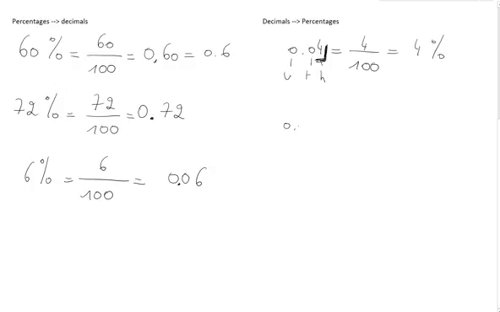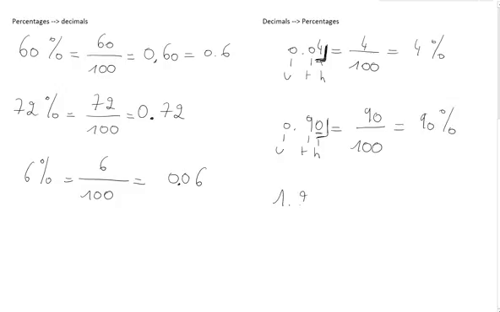Same thing goes for a question like 0.9. 0.9, again, how many hundredths do you see? Well, units, tenths, hundredths. You know that we can always add zeros to decimals. That does not change anything about the value. So how many hundredths do you see? Well, 90. 90 over 100, that is 90%.